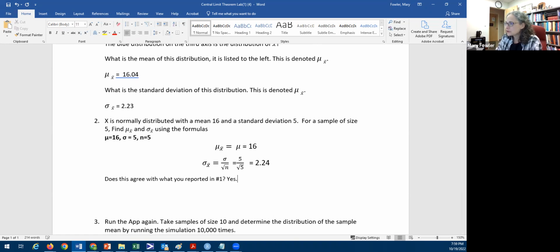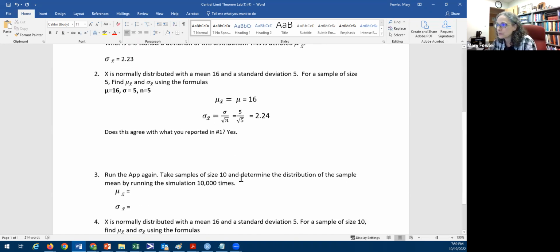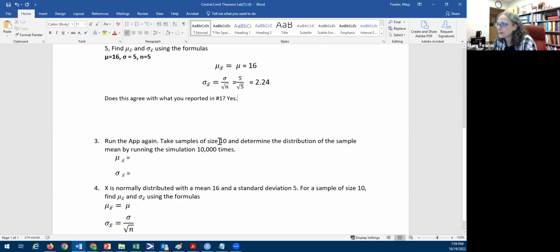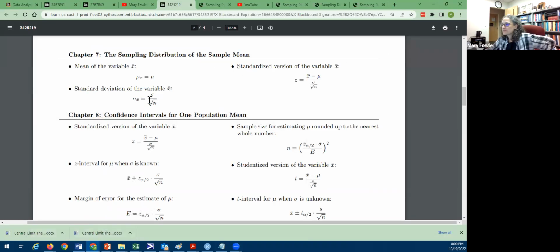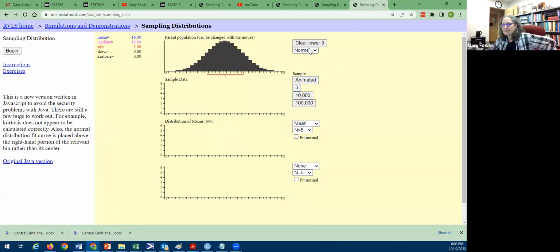Okay. So now it's your turn. What we're going to do is run the app again. We're going to take another investigation. This time, we're going to set the sample size to 10. So let's look at that. All right, so we'll clear everything. I'm just going to show you this part, then I want you to finish the rest of the questions on your own, but I want to make sure you can get the simulator to work. Okay, we're going to take samples of size 10.